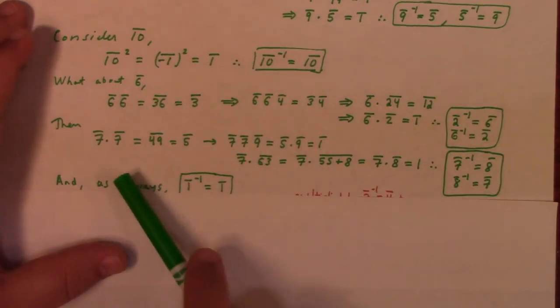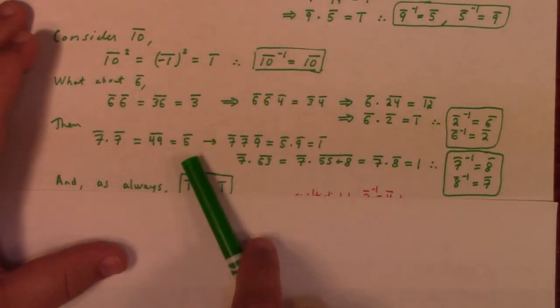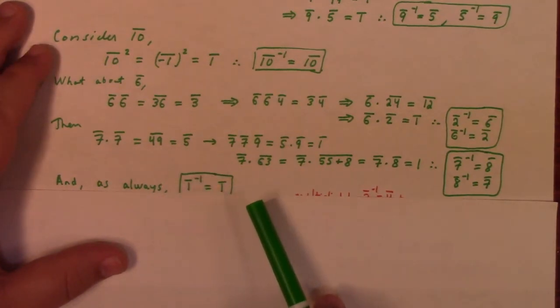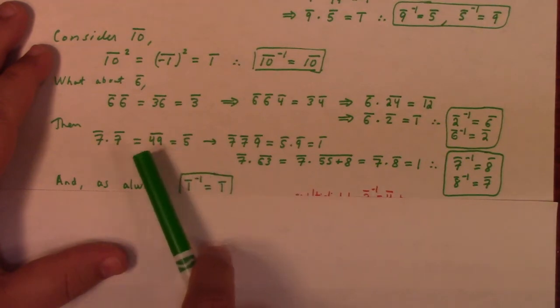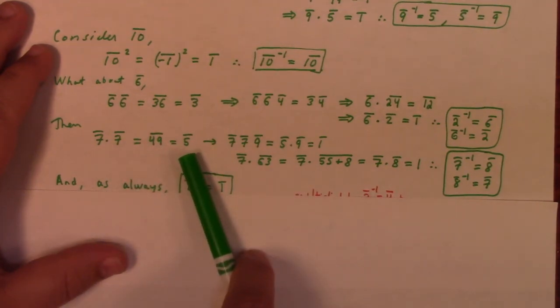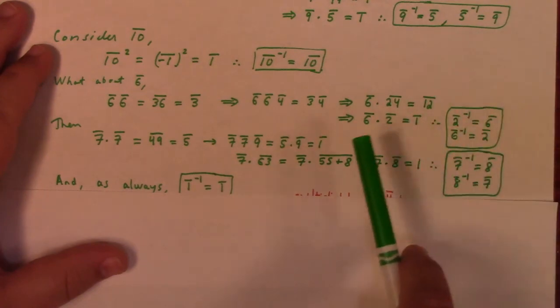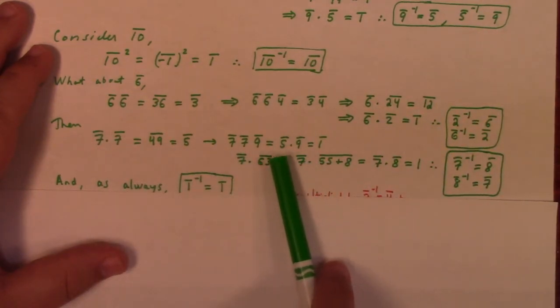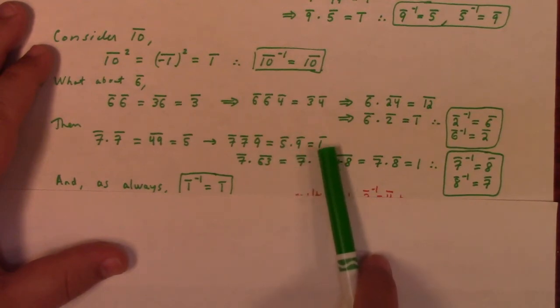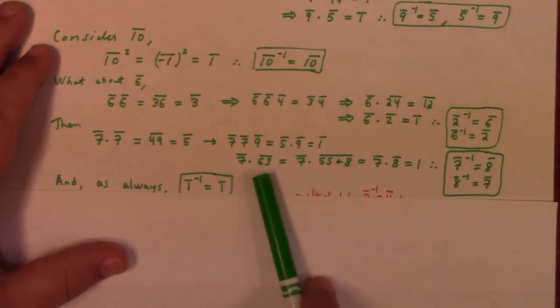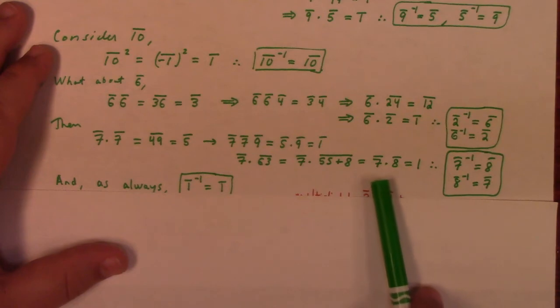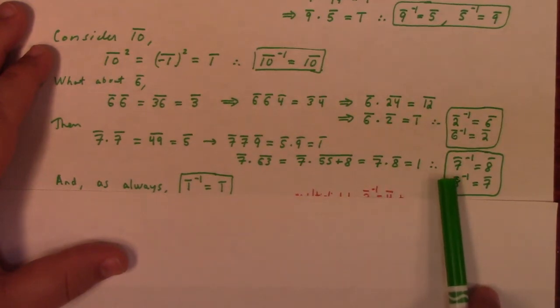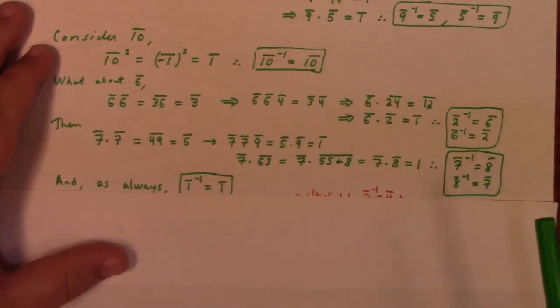So 7 times 7 is 49, which, if I subtract 44 from it, is congruent to 5 mod 11. And then I'm like, oh, I got a 5 here, so if I want to turn that into a 1, I can multiply by 9, because 9 is the inverse of 5. So I multiply this by 9 bar, and that converts 5 times 9 bar to be 1 bar. On the other hand, I get 7 times 63 bar, which works out to 7 bar times 8 bar, so 7 inverse is 8.